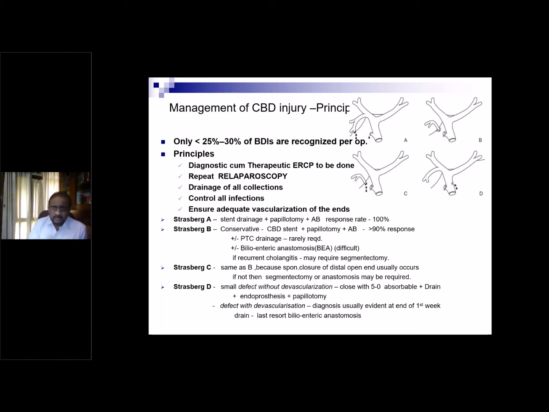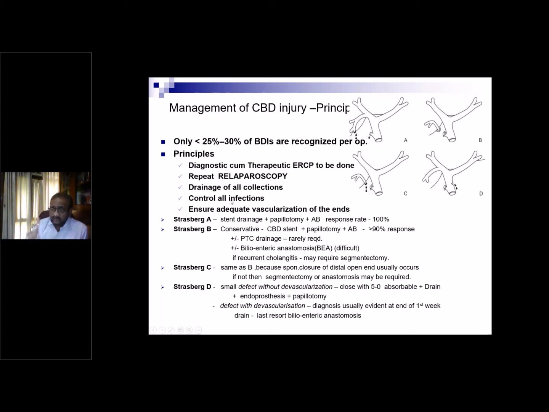So just the belief that the patient has come to you for laparoscopy and now you have to put in these 3 or 4 drains, whichever is required, that should not be taken into account. You should go ahead and do it. Why? Because you're actually saving the patient. So these 4 things are very important: ERCP stenting, re-laparoscopy, and drainage of all collections under laparoscopic control. Is that clear? And then, of course, control all infections.